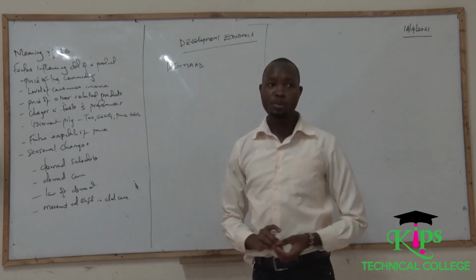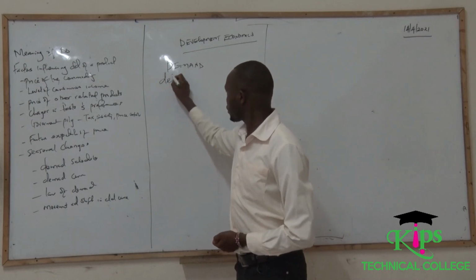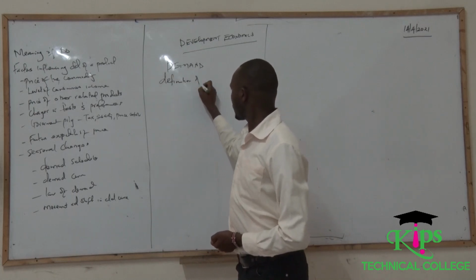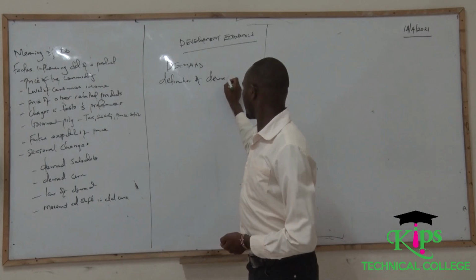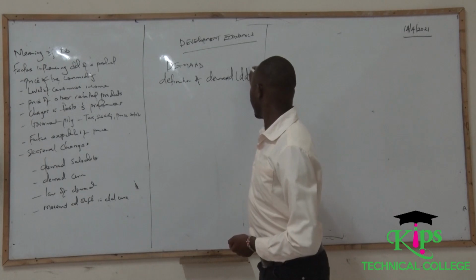Today we are going to discuss demand of a product, or simply demand. And the first thing that we are supposed to do is to define the term demand. So, definition of demand. We can abbreviate as DD.